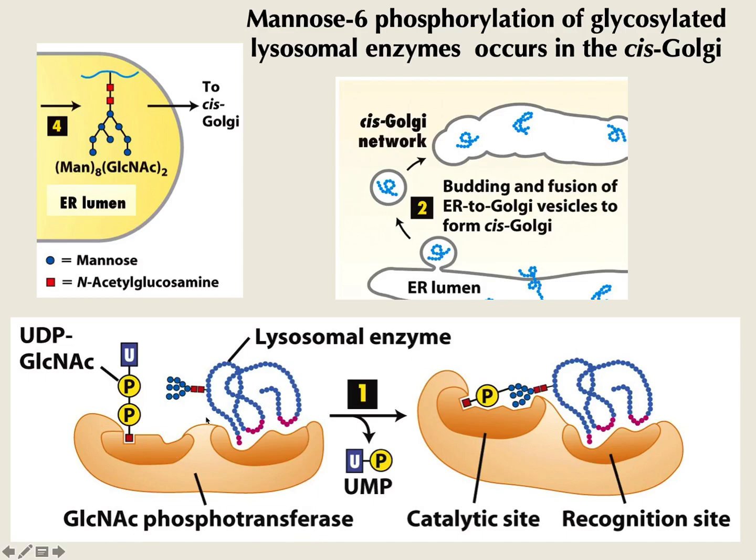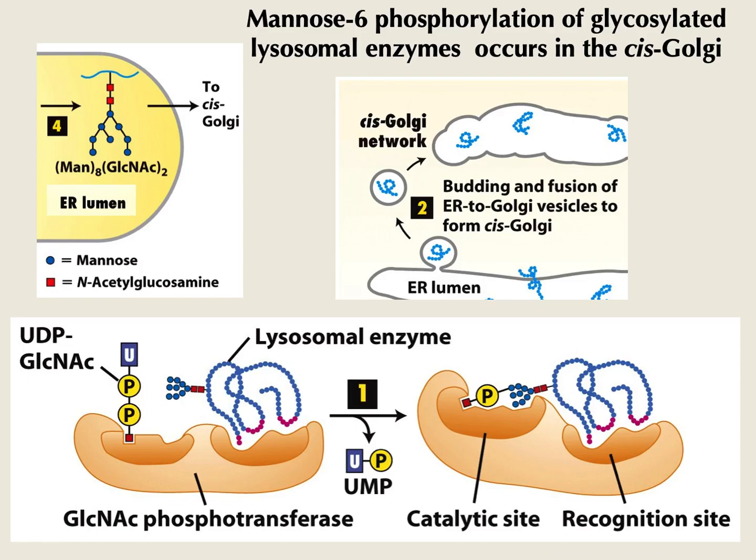And what it does with its catalytic site, depicted here, is it's phosphorylating the residues here on the mannose 6, right? That's why this is called mannose 6 phosphorylation, okay? Very intuitive. So, and that's it. Well, that's almost it. Right? So this is the key first step.